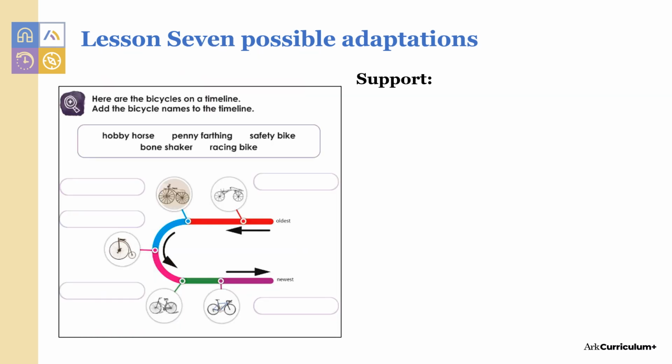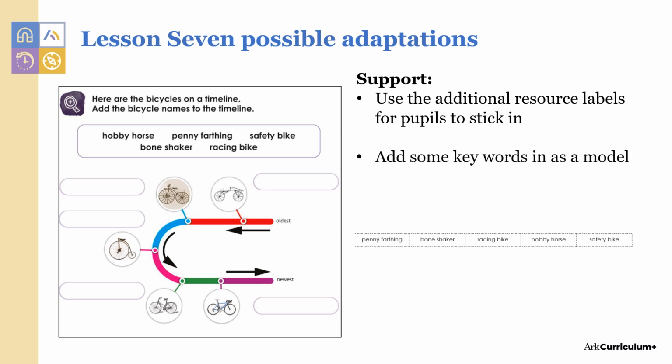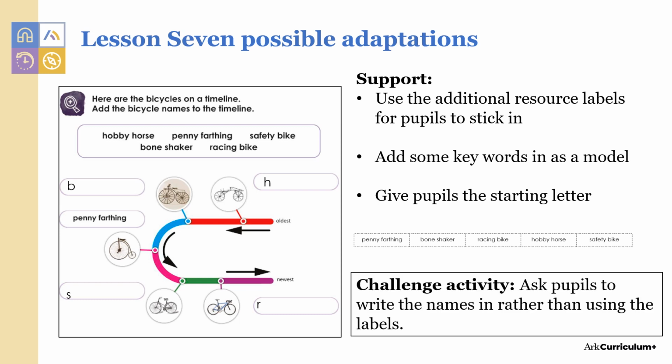In lesson 7, pupils are given the images of bicycles on a timeline and the bicycle names. They need to add the bicycle names to the timeline. To support pupils, use the additional resource labels for pupils to stick in. You could add some keywords in as a model, or you could give pupils a starting letter for each box. Challenge pupils by asking them to write the names in rather than using the labels.